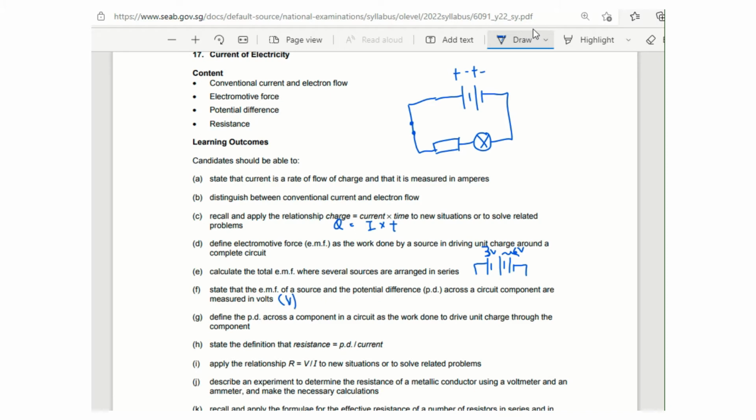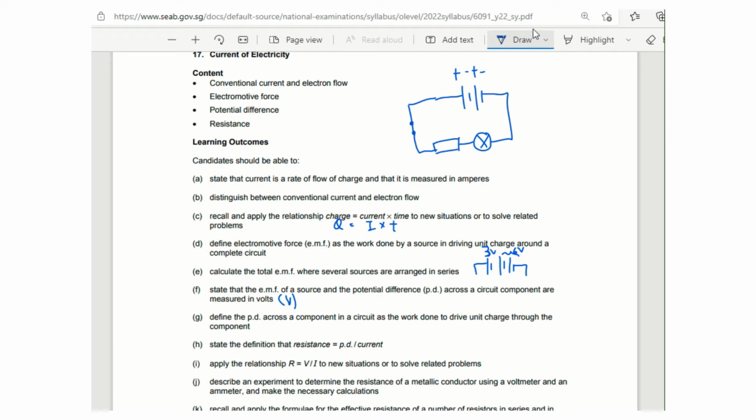Then next, part G, you need to be able to define potential difference. PD is potential difference. The potential difference across a component in the circuit is the work done to drive a unit charge, which is 1 coulomb of charge, through the component.